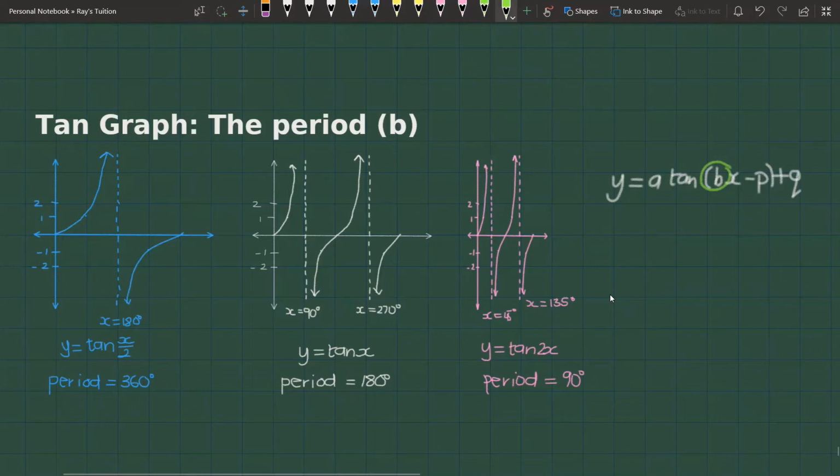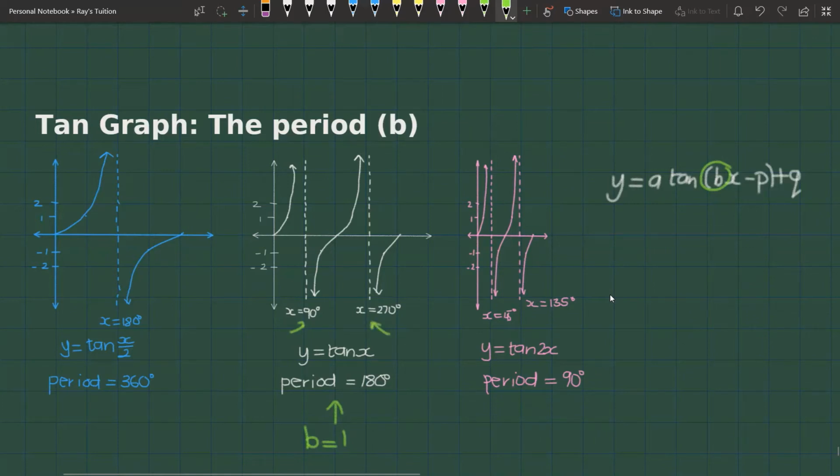Now, let's first look at the white case over here, where y is equal to tan x. Here, our b value is 1. So this is our simplest tan graph. And as you can see, it takes 180 degrees to complete a full cycle. Have a look at the asymptotes. There are two asymptotes, one at x equals 90 degrees and the other at x equals 270 degrees.